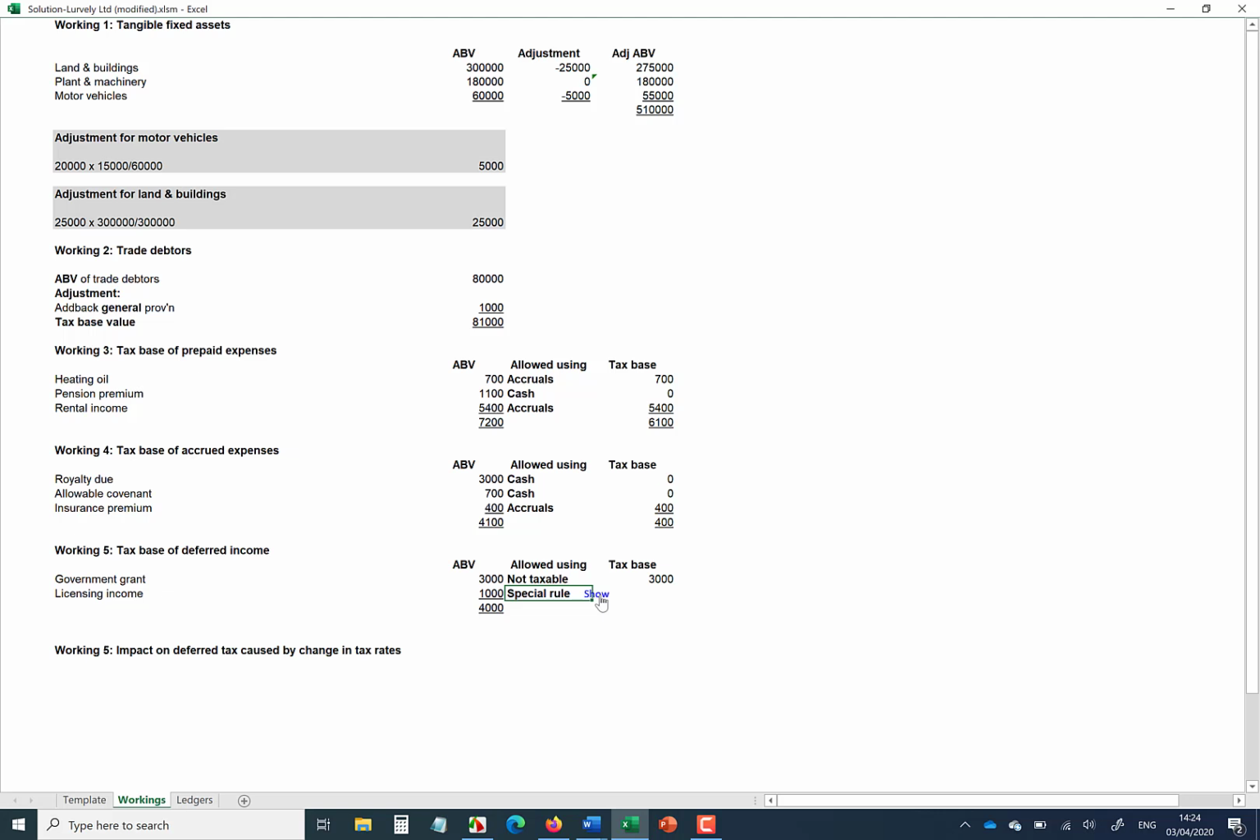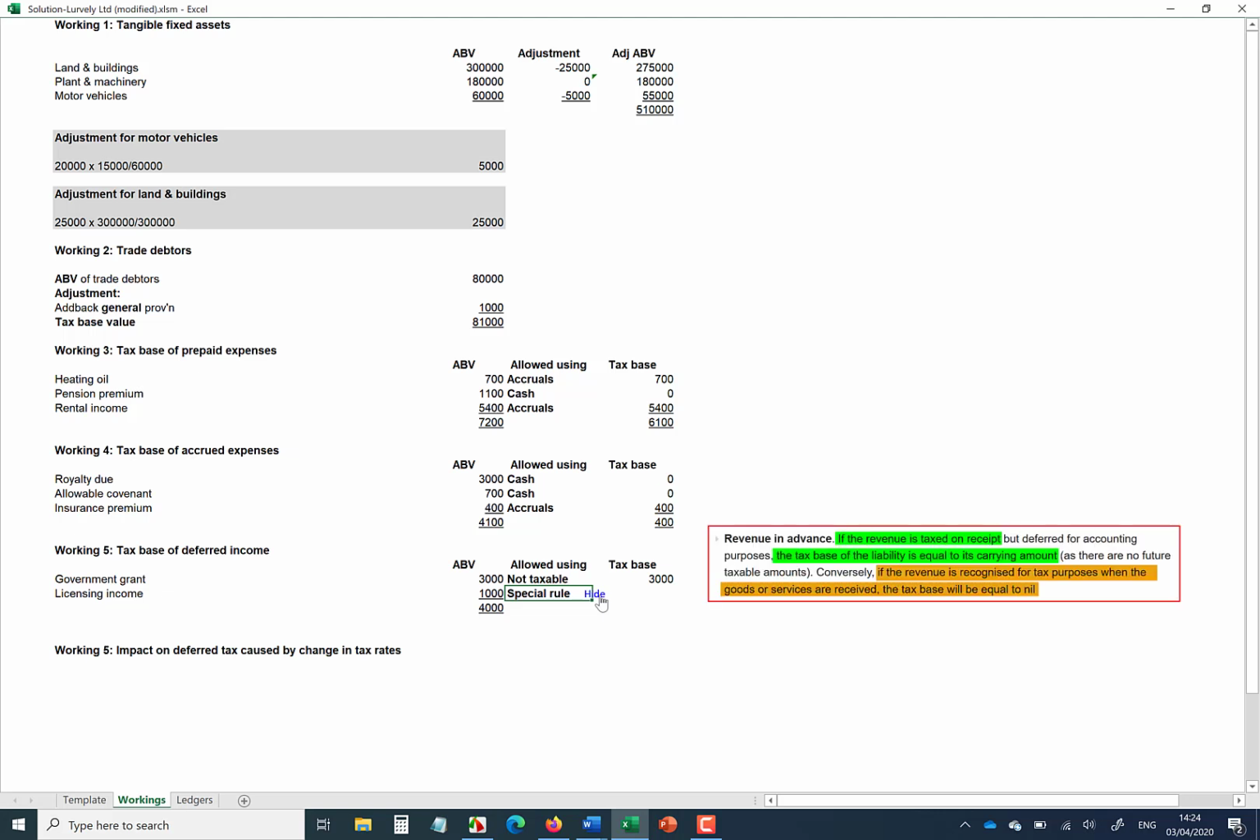I just want to show this rule. You haven't seen this in other questions. So revenue in advance, or deferred income. So if it's taxed on receipt, the tax base is equal to its carrying amount, okay, and if it's recognized for tax purposes when the goods or services are received, the tax base will be nil. Now in this instance, therefore, we're looking at a nil value because it'll be recognized in future periods and taxable therefore in future periods.